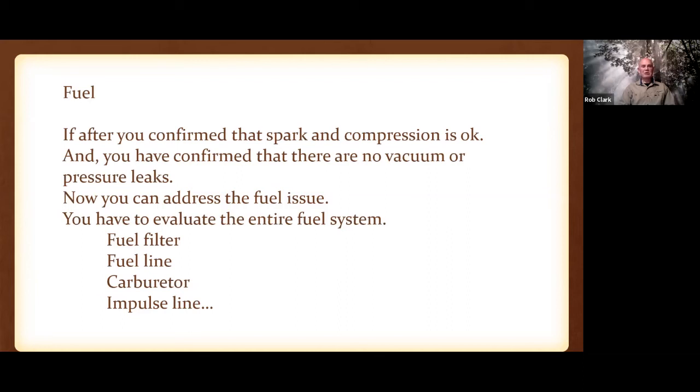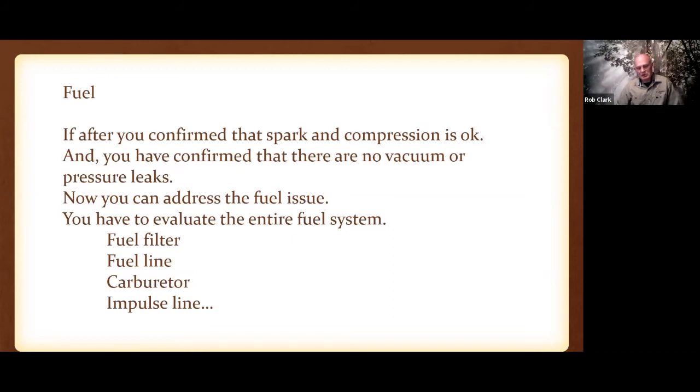It should hold pressure and vacuum. Once you have that done, you can now evaluate the rest of the fuel system, which is your fuel filter, your fuel line, your carburetor, and your impulse line. All of these go into the fuel system as a whole and need to be evaluated all together. You cannot just look at your carburetor, because you could easily have a plugged up fuel filter or a deteriorated fuel line. The ethanols nowadays eat up rubber parts, and your fuel line is made out of rubber. So you want to make sure you don't have a cracked line or one that's coming apart on the inside.